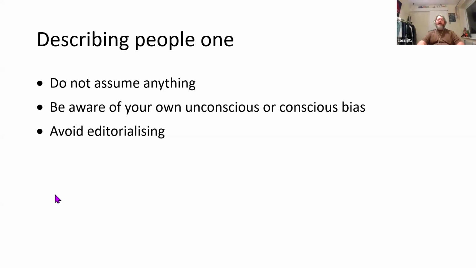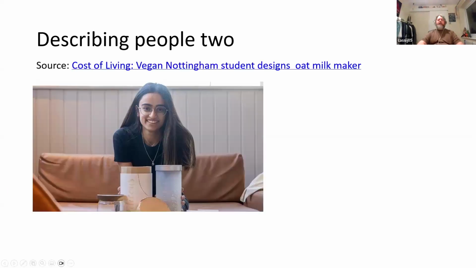So the next one we have is, so this is a really good example. The original text description of this just said Deeya, which is that young woman's name, and hopefully you'll see that we can do a bit better than that. There's a story about her during COVID. She was a product designer at the University of Nottingham, and she designed these oat milk containers that you can see there in that image.